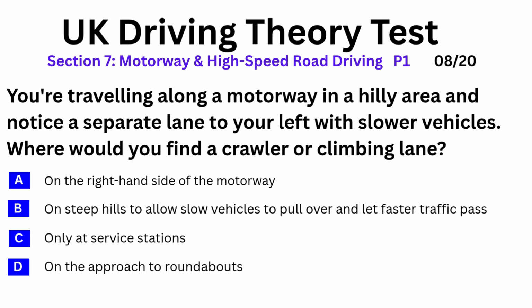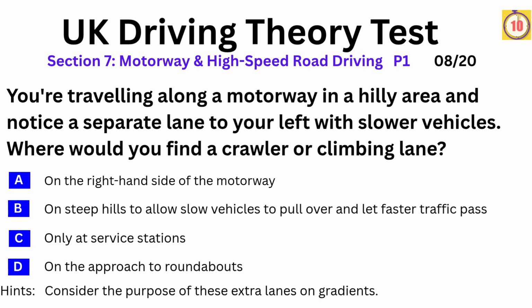You're traveling along a motorway in a hilly area and notice a separate lane to your left with slower vehicles. Where would you find a crawler or climbing lane? Correct answer is B. On steep hills to allow slow vehicles to pull over and let faster traffic pass.